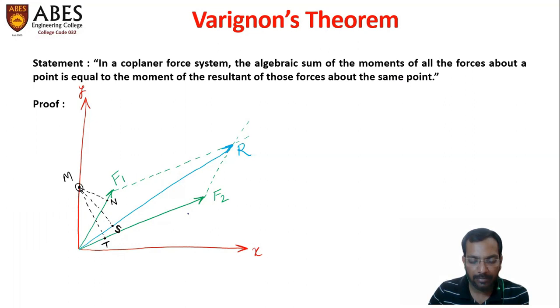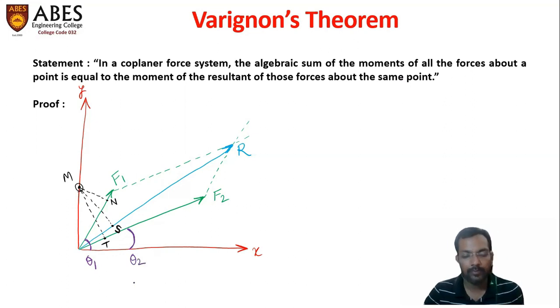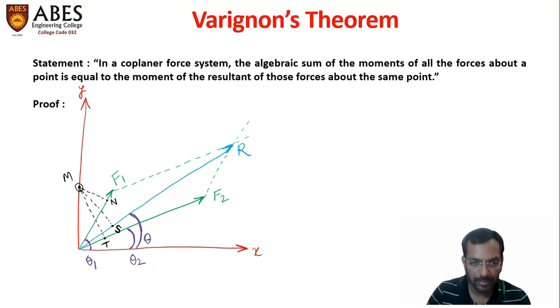This is the angle made by the first force with the horizontal line, and this angle is θ1. The angle made by the second force with the horizontal line, that is from the x-axis, is θ2. And the angle made by the resultant from the horizontal line is only theta. So this angle is theta.